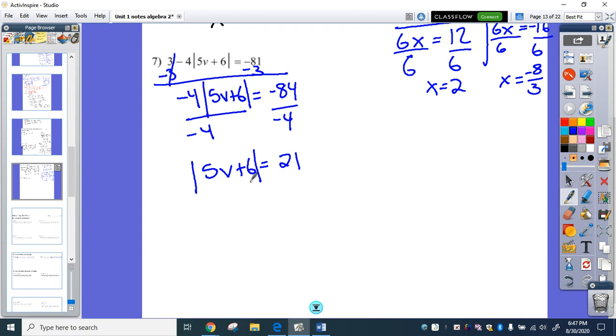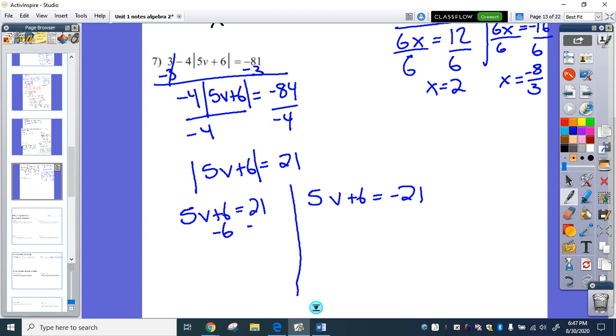Now our absolute value is isolated. Now we separate into two cases. 5v plus 6 equals 21, and 5v plus 6 equals negative 21. Split down the middle and solve both sides. Subtract 6 on the left equation. 5v equals 15. Divide by 5. So v equals 3. There's our first answer.